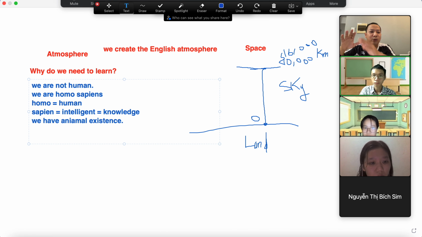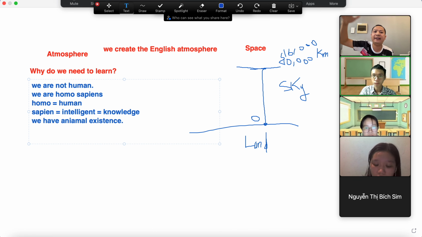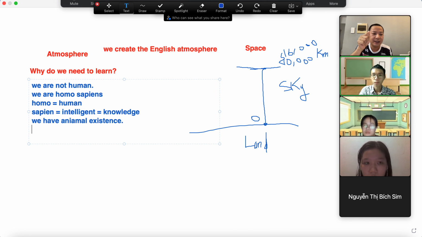Animal existence. In the Bible you will read the story that we come from Adam and Eve. We come from God. God created us. But as science says, we come from animal. They do research that our gene, we come from animal.